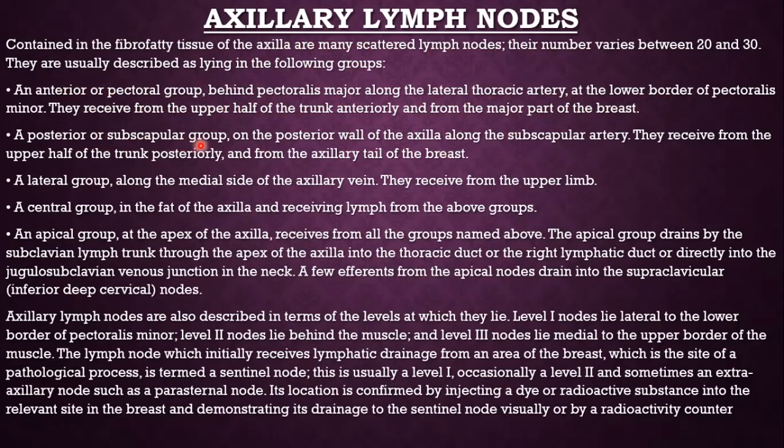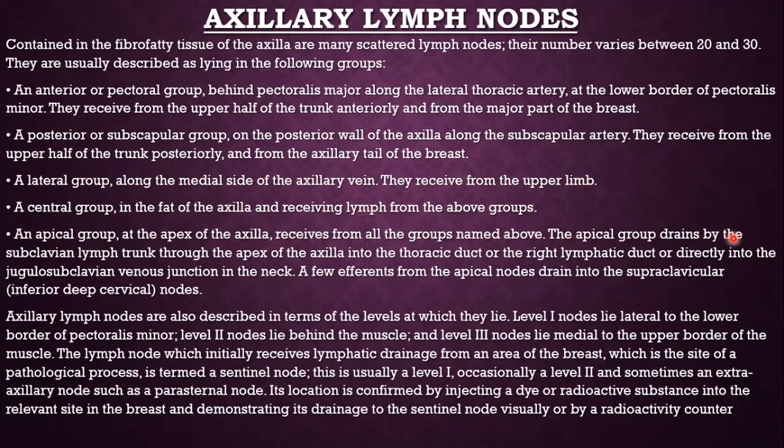We have the posterior or subscapular group, which lie on the posterior wall of the axilla along the subscapular artery, and they receive lymphatics from the upper half of the trunk posteriorly and from the axillary tail of the breast. The lateral group usually lie on the medial side of the axillary vein and receive lymphatics from the upper limb. The central group usually lie in the fat of the axilla and receive lymph from the anterior, posterior, and the lateral groups. Then the apical group, which lies at the apex of the axilla, receives from all groups named above.